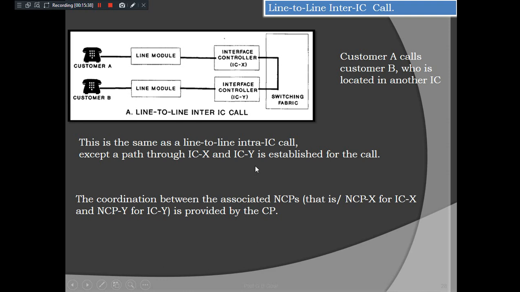If you want, I'll just explain it orally here. Listen carefully. The steps are not shown here.